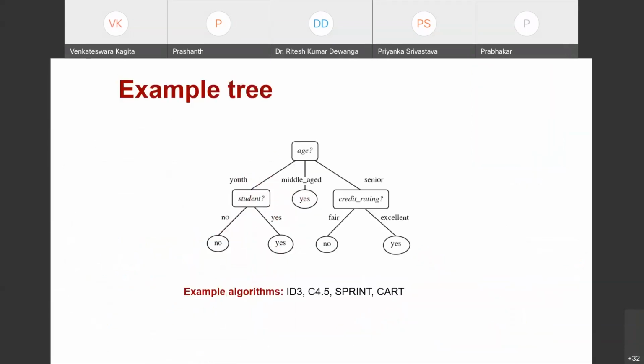Right. So if you see another example tree, this is an example of whether a person buys a computer or not. We have got three attributes: age of a person, whether he is a student or not, and credit rating. Age takes three values: youth, middle-aged, and senior. For each of these values, we have different paths. At the root node, we are asking a question about the age.